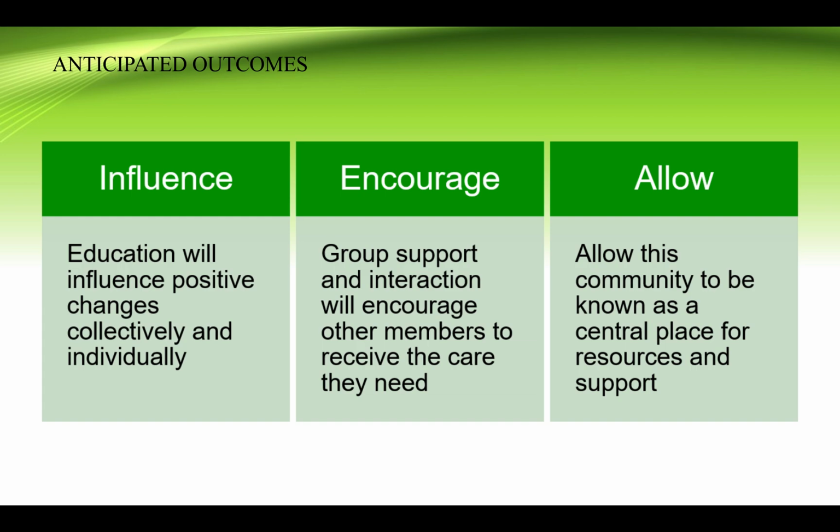The anticipated outcomes of this campaign are three categories. The first one is influence. Through education, we will influence positive changes collectively and individually in the Gen Z and the Gen Y population groups. We will also encourage group support and interaction so that other members will receive the care they need and the support that they also need. And the third area of anticipated outcomes is to allow this community to be known as a central place for resources and support for STDs and STIs.